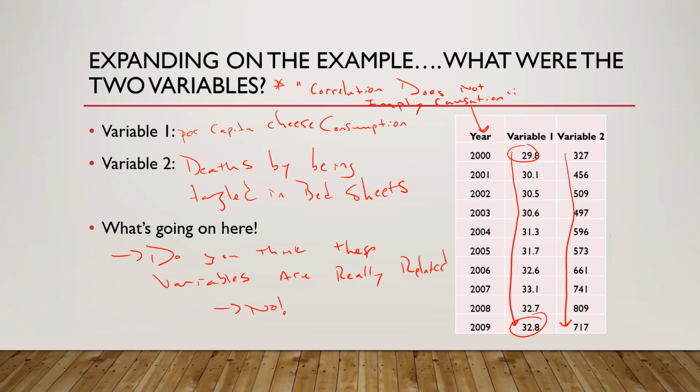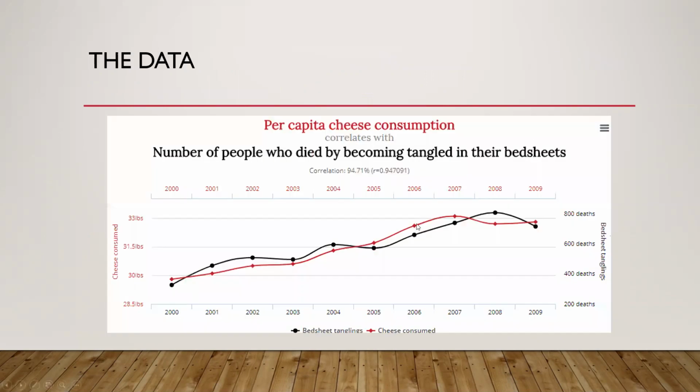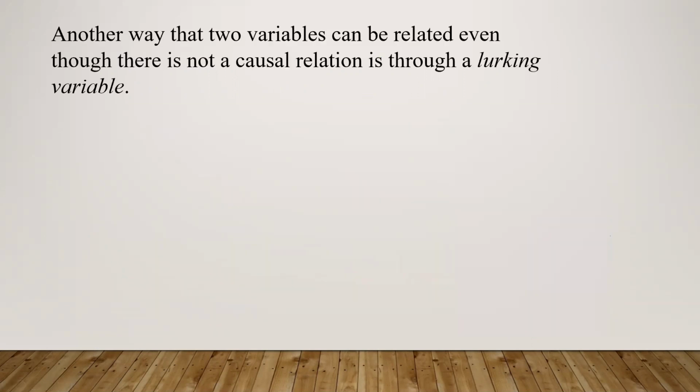Okay, so just because two variables are highly correlated does not necessarily mean there's actually a real relationship going on here, okay? You can just see over time, here's the example, for whatever reason they're just going up together.